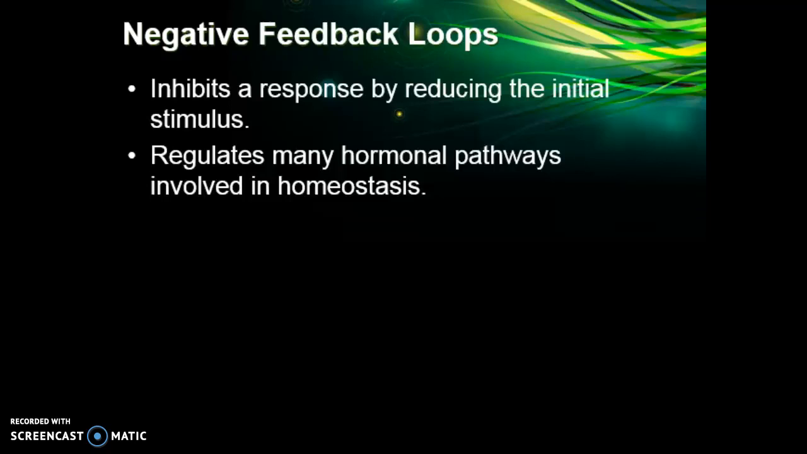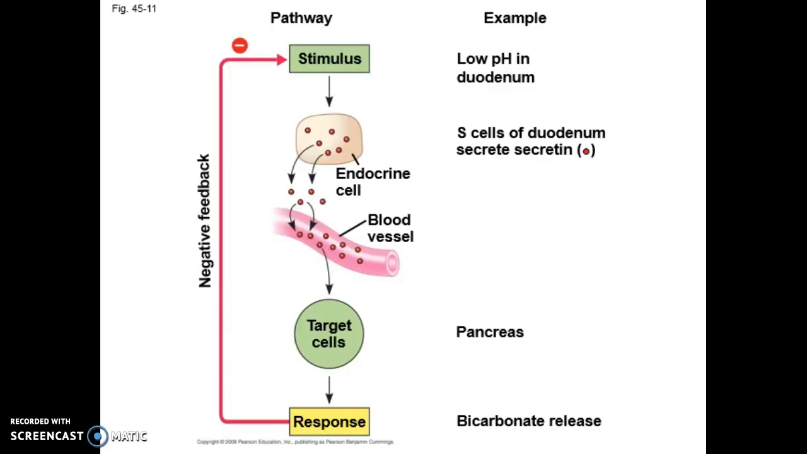So remember, a negative feedback loop is going to reduce the original stimulus. A positive feedback loop is going to exacerbate the stimulus. So another way to say that is a negative feedback loop fixes the problem. A positive feedback loop makes the problem worse. In terms of homeostasis, most of our processes involve negative feedback loops.